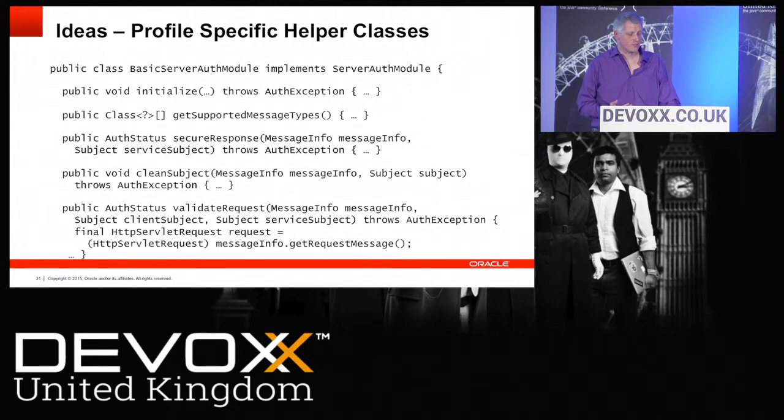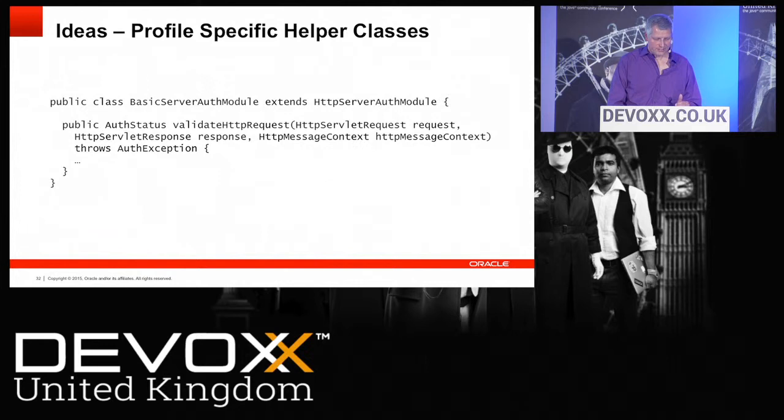When you look within the actual server auth module implementation, here's one that might do basic auth. There are still 5 methods. I said there are only 5 methods, but there's still 5 methods. Wouldn't it be cool if you could just make it easier? Still, if you assume a certain profile, like an HTTP servlet profile, which most people are using, you can dumb this down to even fewer methods. For instance, it can actually be just 1 method, validate HTTP request.